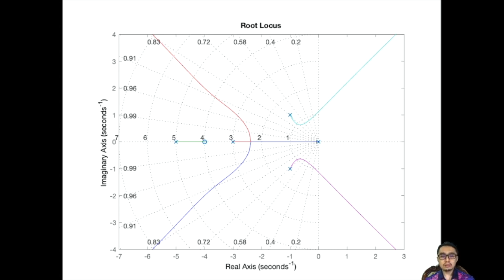So that concludes the lecture on how to sketch the root locus. Next, we will look at how to use this root locus to actually design, starting with a proportional control.